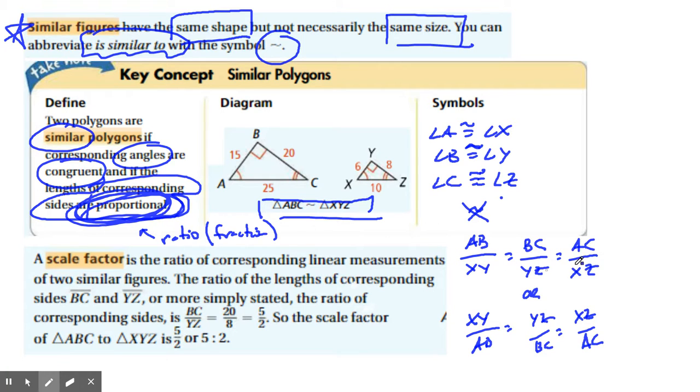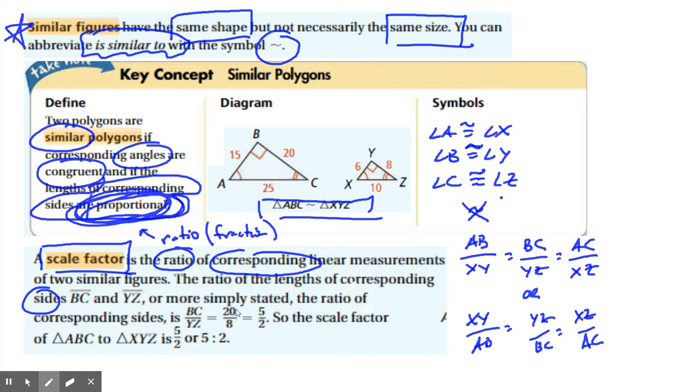Now, each of these fractions, each of these ratios themselves is called the scale factor. The scale factor is the ratio of corresponding sides. Okay? So right here, it's the ratio of corresponding sides. So again, if you look here, they used BC and YZ from up here. So they did 20 divided by 8, right?